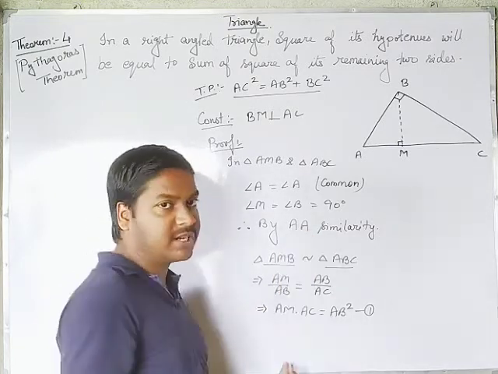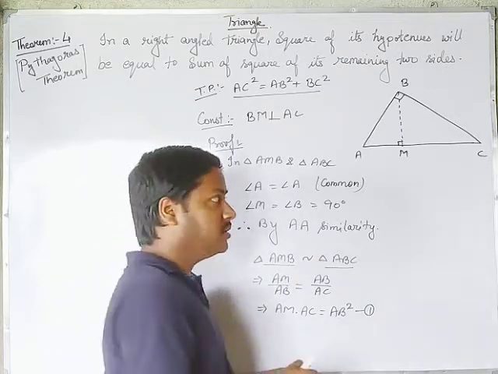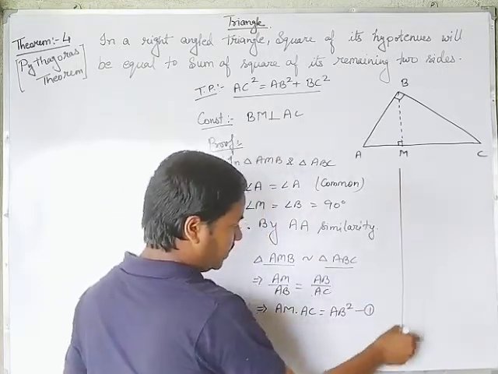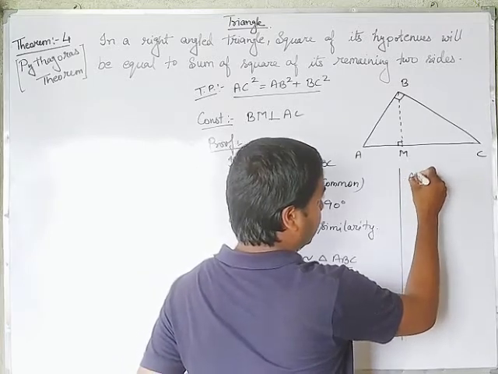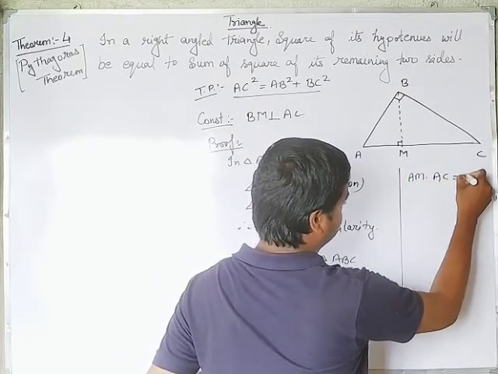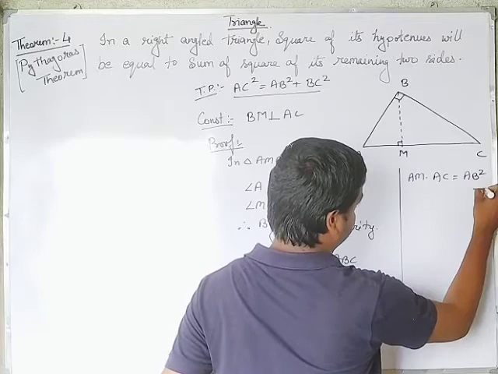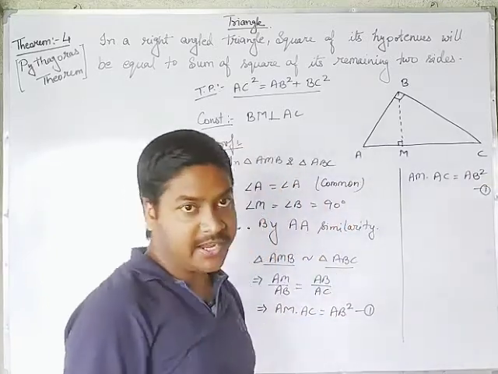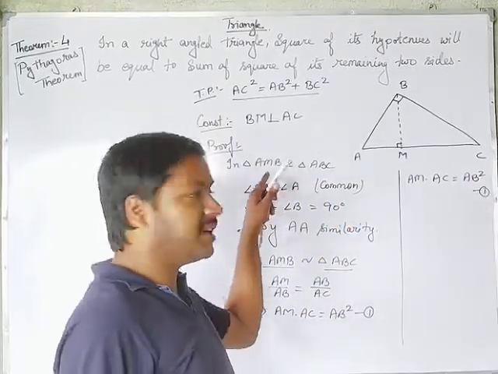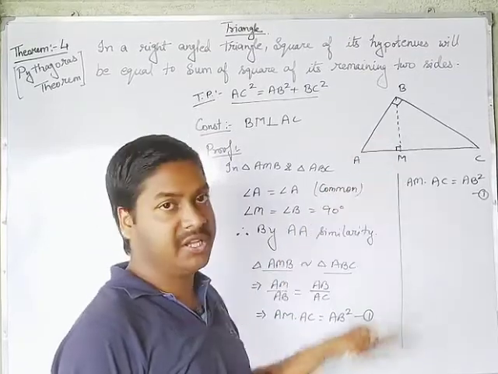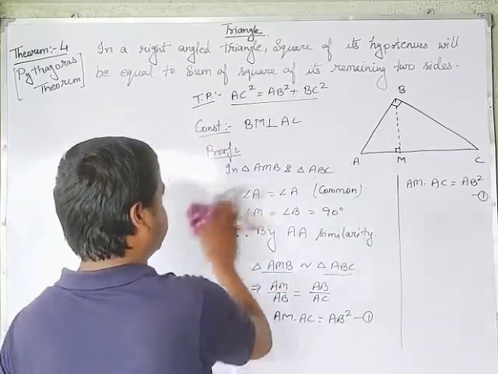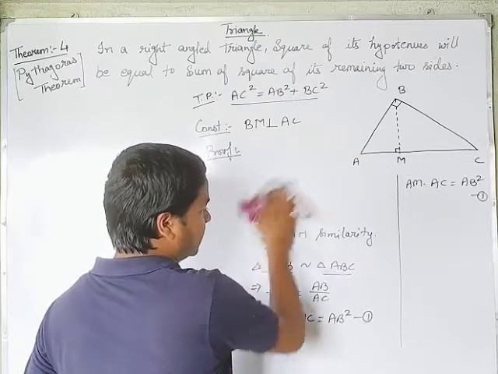So we have equation 1 as AM into AC is equal to AB square. I will erase this, that's why I am writing equation 1 on this side. AM into AC is equal to AB square. It was our equation 1. Here I have taken the small triangle AMB. Now I will take the other one on this side.